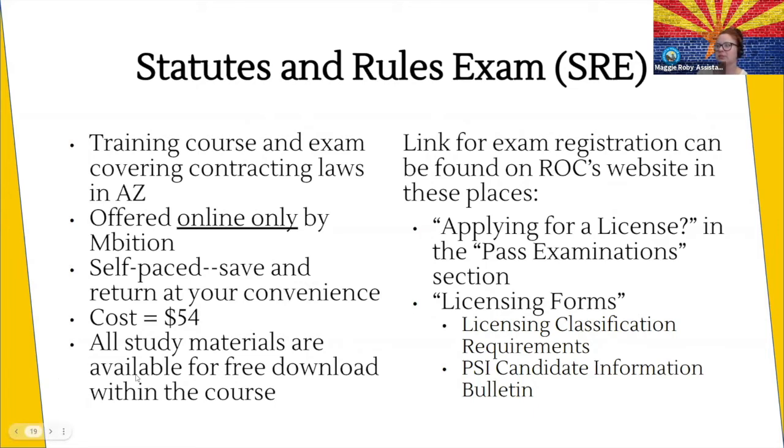The Statutes and Rules exam, again, is administered through Ambition. It is a training course and exam that covers our contracting laws in Arizona. It is an online only exam. It is self-paced. You can save it and come back to it at your convenience. The cost has changed. It is $54, and there are not going to be any materials that you have to purchase, but you will download them within the course. Again, like we said before, the link for that is found on our website. It can be found under applying for a license in the past examinations section. You can also see which license classifications are going to require that trade exam on our website as well.